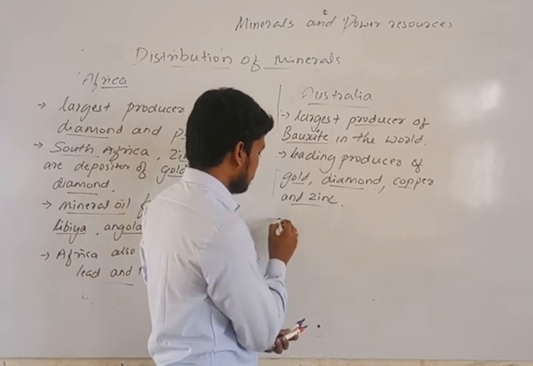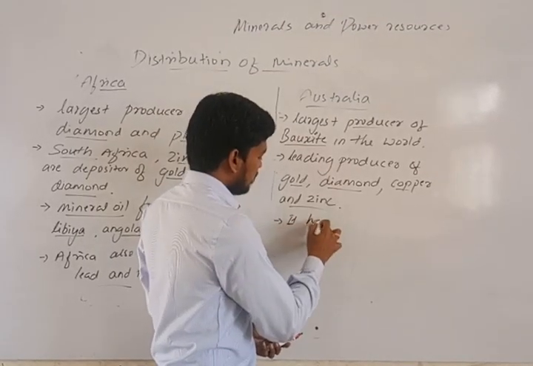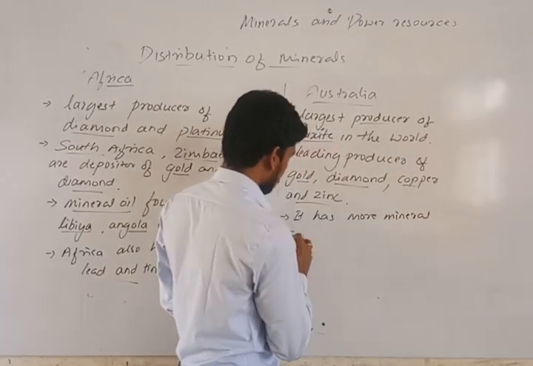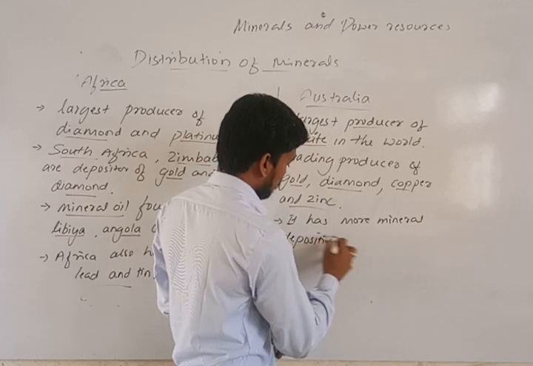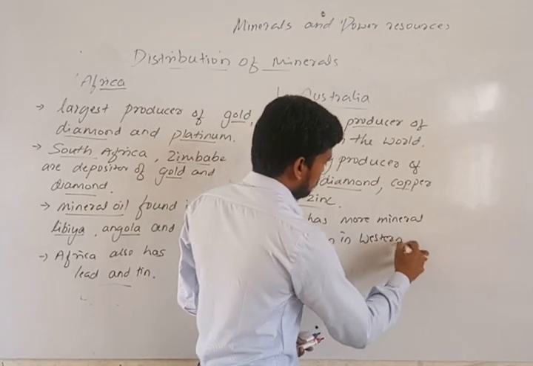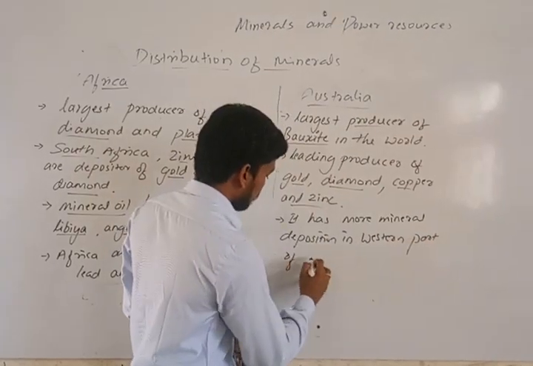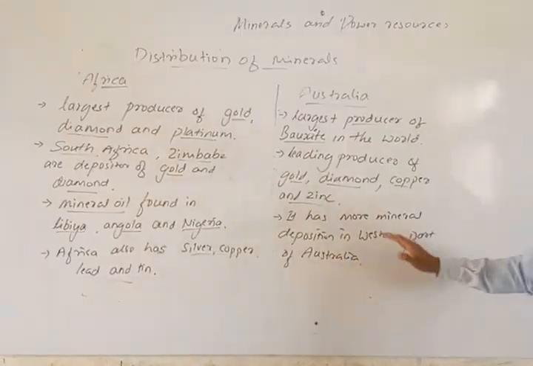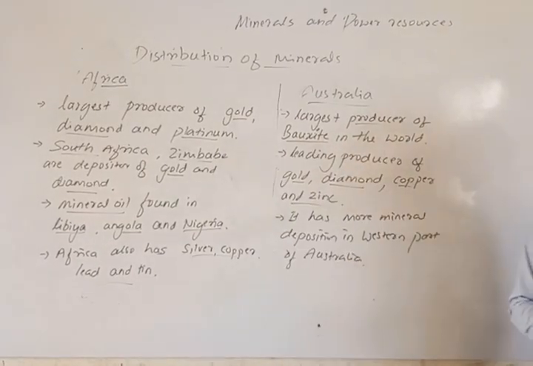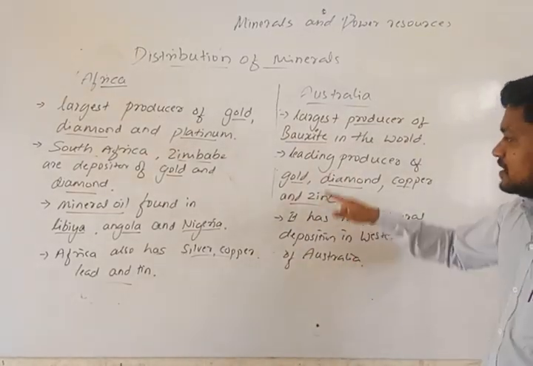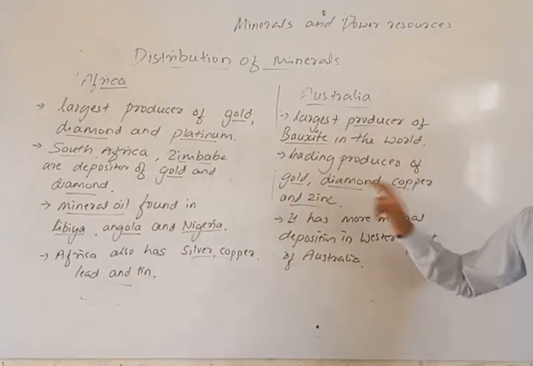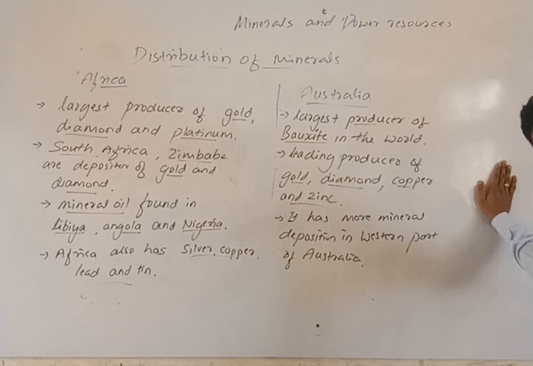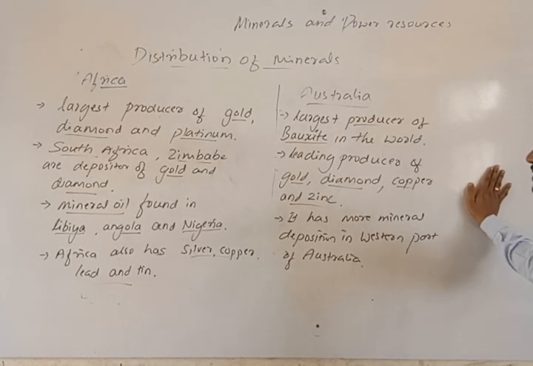And in Australia, mainly in the western part, it has more mineral deposition. Mainly in the western part of Australia, it has more deposition of minerals, and Australia is a leading producer of these important minerals: gold, diamond, copper and zinc, and it's a leading producer of bauxite in the world. Australia has more deposition of bauxite and is the leading producer.